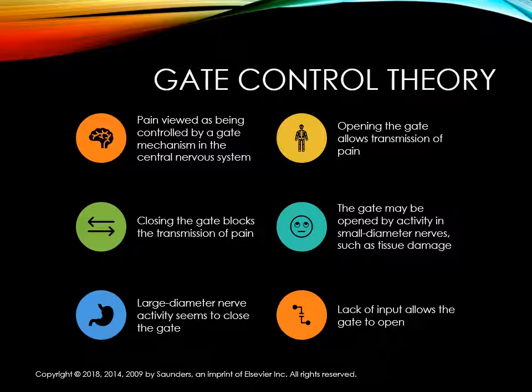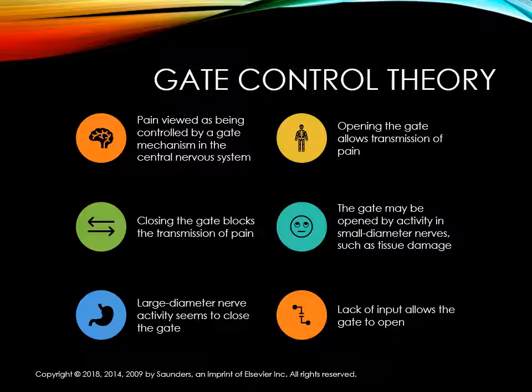So let's review the gate control theory. The gate control theory starts on page 595 in your textbook. The gate control theory was first described by Melzack and Wall in 1965. Pain transmission is viewed as being controlled by a gate mechanism in the central nervous system, or CNS. Please see Figure 31-2 in your textbook.